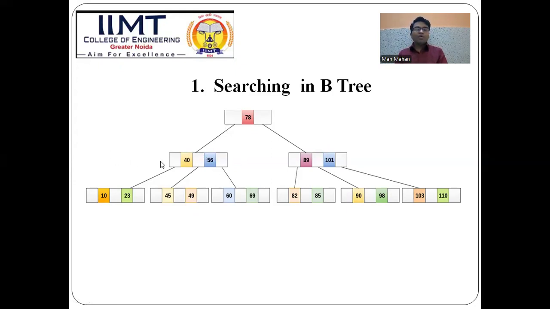So we compare with 40 and 56. 49 is in between 40 and 56, so we move towards the right subtree of 40. We can see the 49 is on the right side of the key value 40. So here is the 49. We can search the particular value 49, then the search is successful. So we stop the process. This is the process of searching.